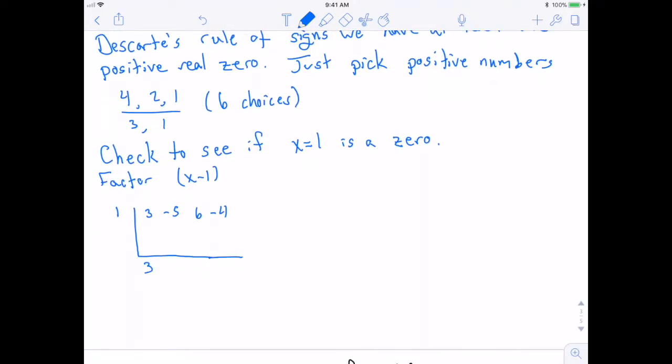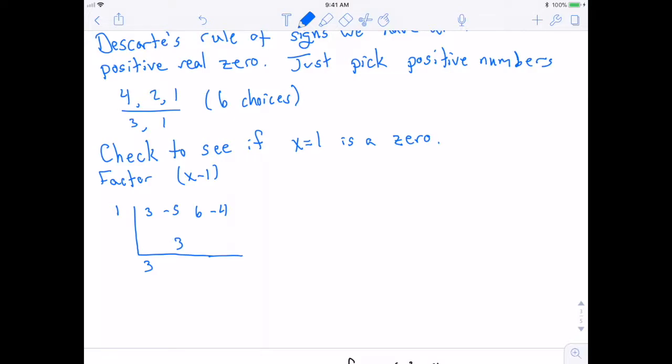So 3 goes outside the box. 3 times positive 1 is 3. 3 plus negative 5 is negative 2. Negative 2 times 1 is negative 2. Negative 2 plus 6 is 4. 4 times 1 is 4, and negative 4 plus 4 is 0, and it checks out. Since we have a remainder of 0, this says we can factor out x minus 1, and we'll be left with 3x squared minus 2x plus 4.